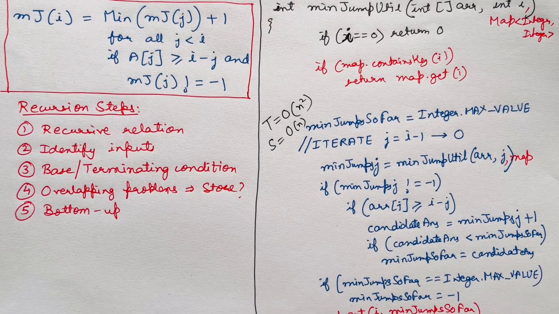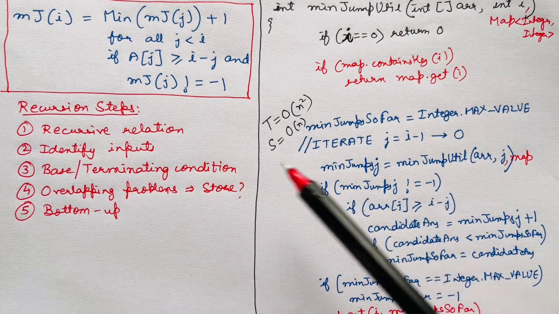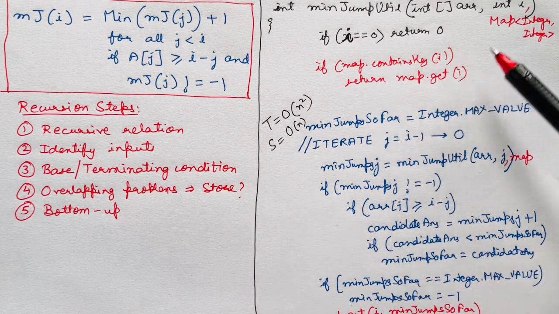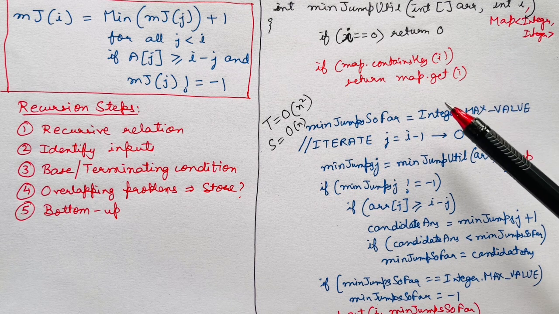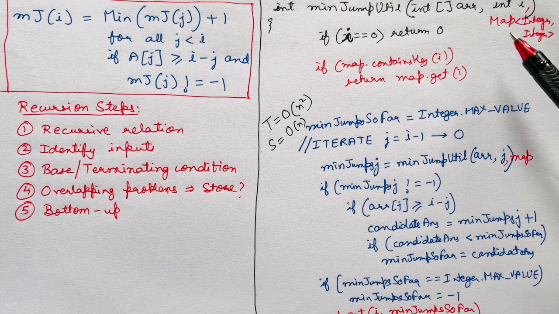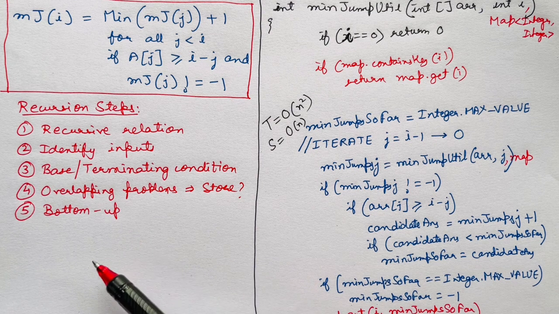Then we converted this recursive relation into an algorithm. We also added our base conditions so that this recursive algorithm is complete. Then we introduced a map to take care of the overlapping problems, so that for the same input we don't have to calculate again and again. So this was our top-down dynamic programming algorithm, and now the next step is to think of the bottom-up dynamic programming algorithm.